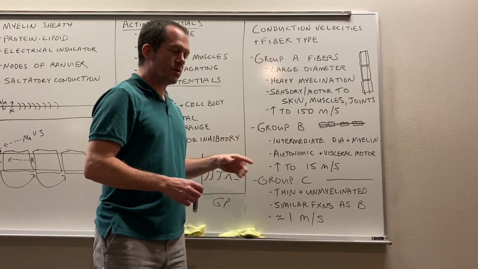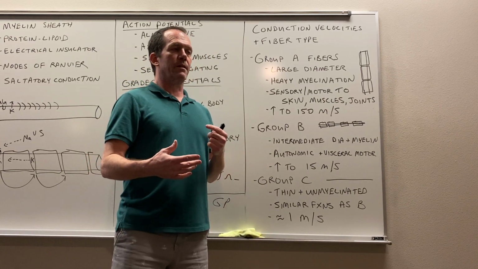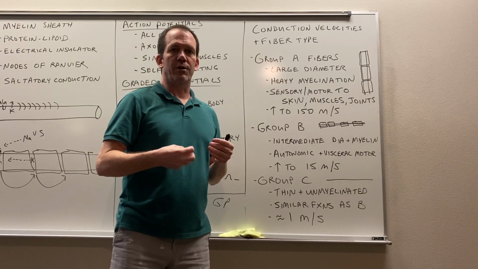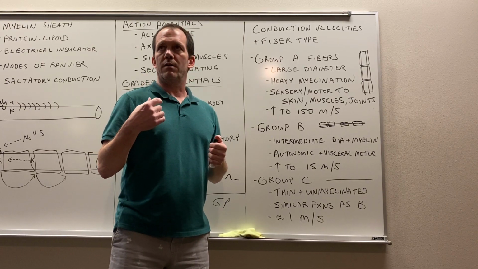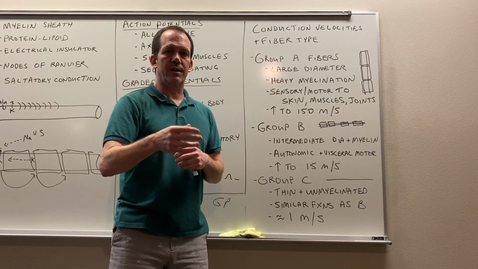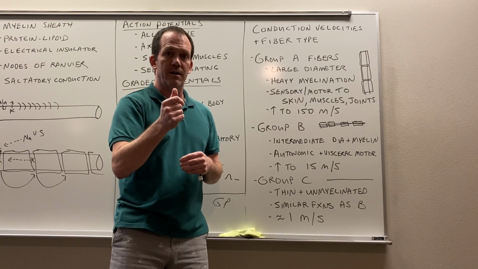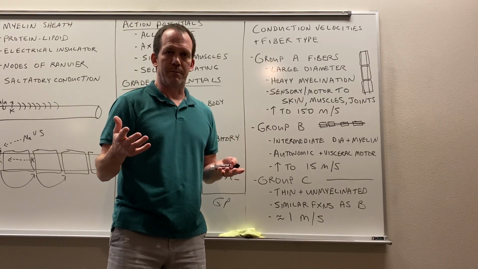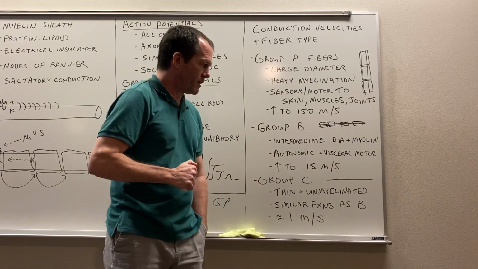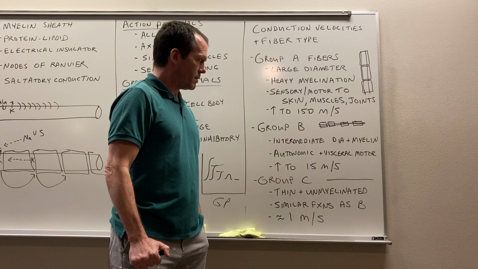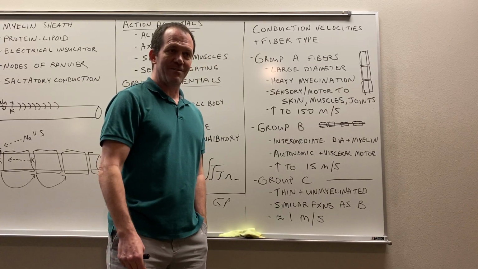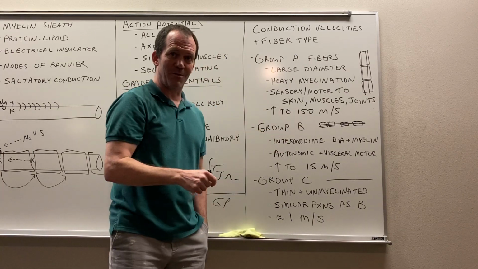These are going to be autonomic functions, like impulses if you're going to have to sweat, or your heart rate's going to go up, or vasodilation or vasoconstriction, things that don't need to respond in a fraction of a second, right? If you're a little hot, you can wait a second before you start sweating. And this is about 15 meters per second. That's still fast, but it's one-tenth as fast as the group A fibers.